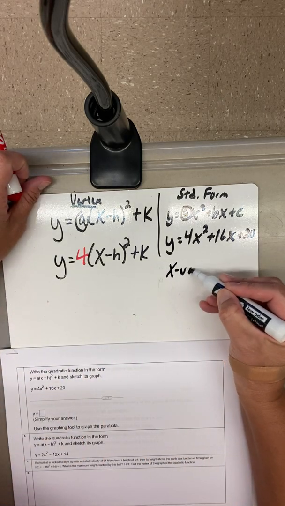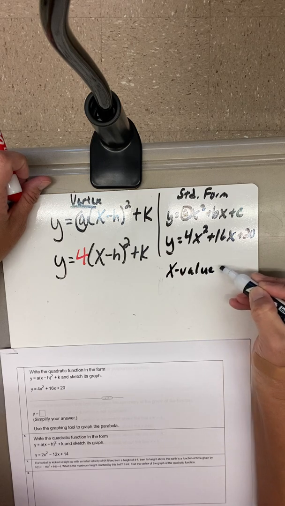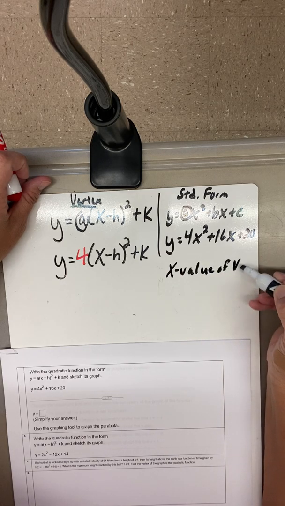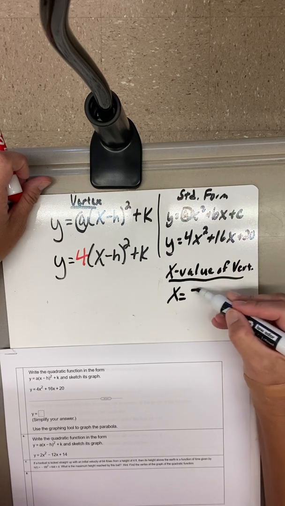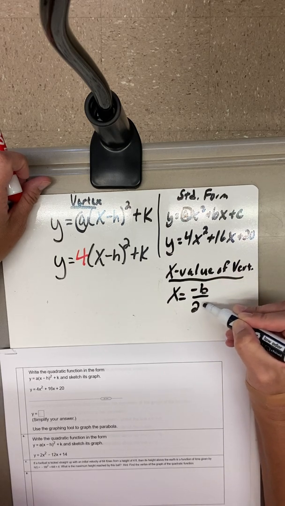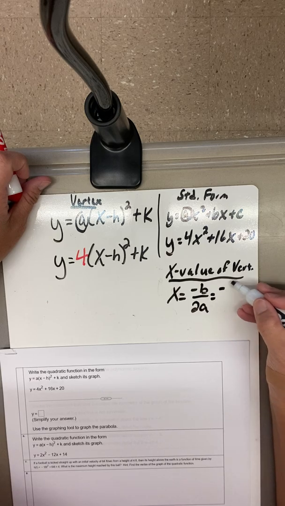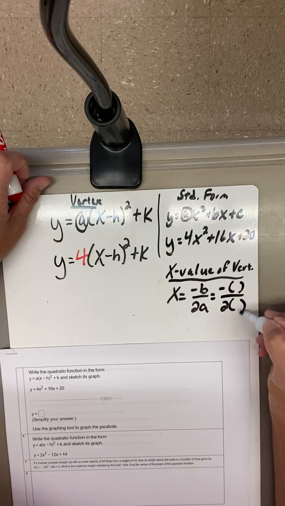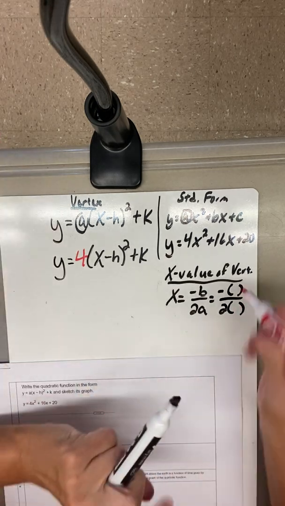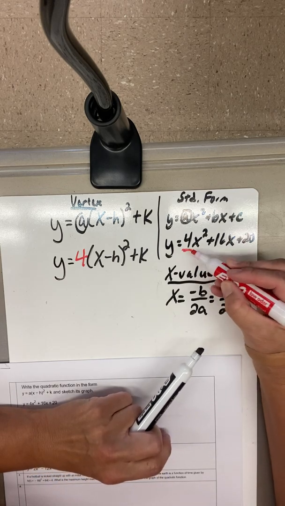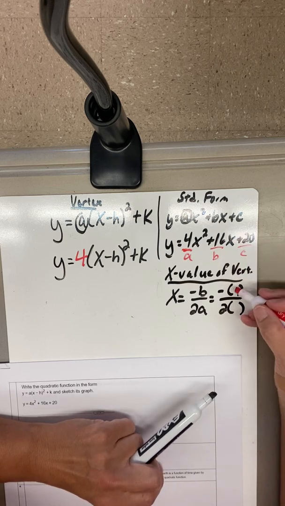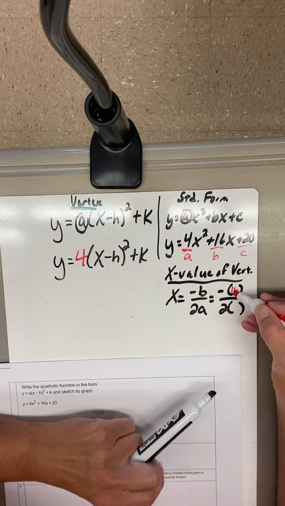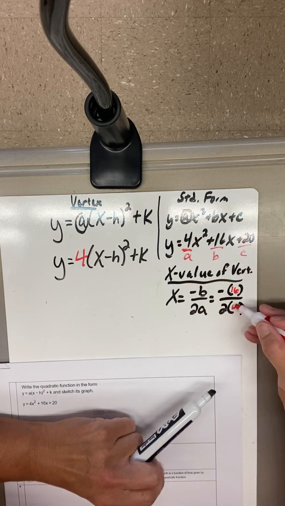The x value of the vertex. And that's the formula, x equals negative b over 2a. So negative of b over 2 times a. This is your a. This is your b. This is your c. Your b is 16. Hope y'all can see that. And your a is 4.